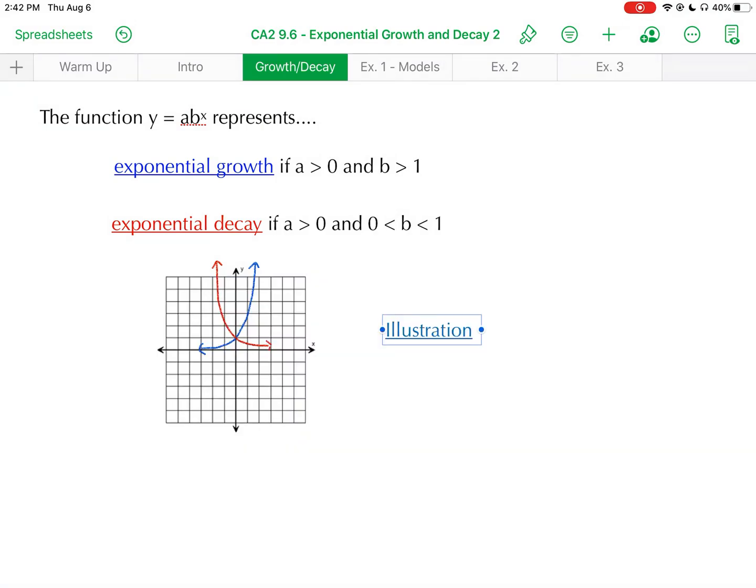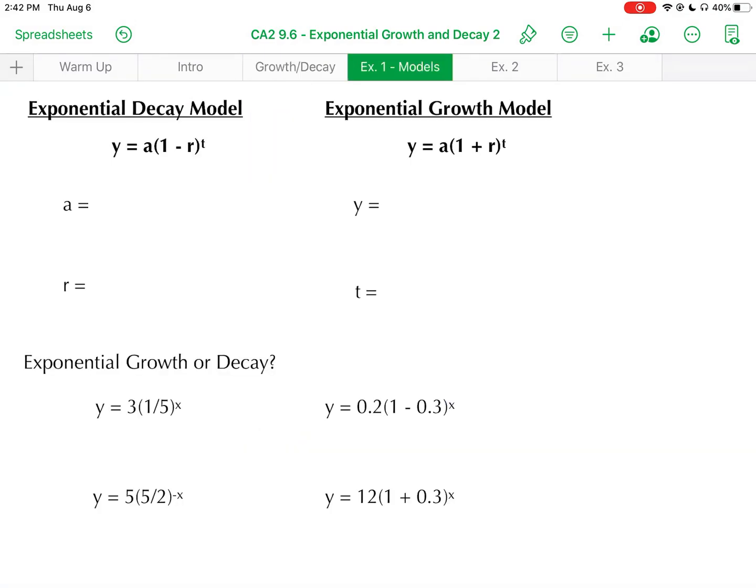All right. Now, we have two models, an exponential decay model and an exponential growth model that apply to some real world situations, okay? So the exponential decay model is the formula y equals a times 1 minus r to the power of t, and then for growth, I have y equals a times 1 plus r to the power of t. So notice the only difference between the two is whether r is being added or subtracted from 1.